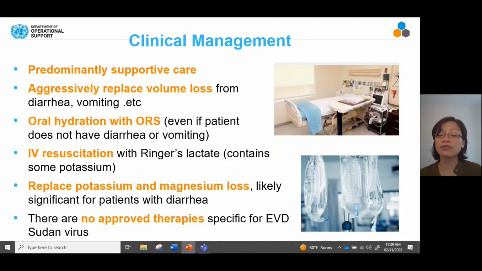You want to give them IV resuscitation with Ringer's lactate if needed, and replace potassium and magnesium loss, and this is likely going to be a lot for patients with diarrhea. And again, there is no approved specific therapy, especially for the Sudan virus.